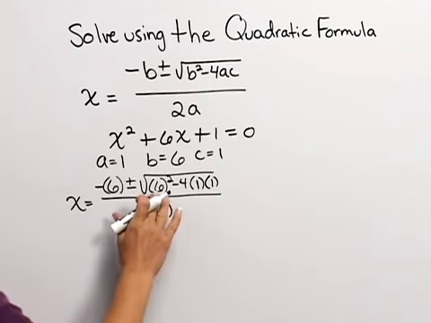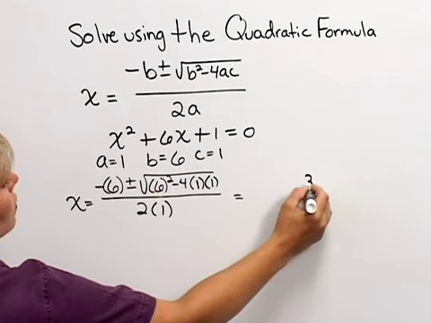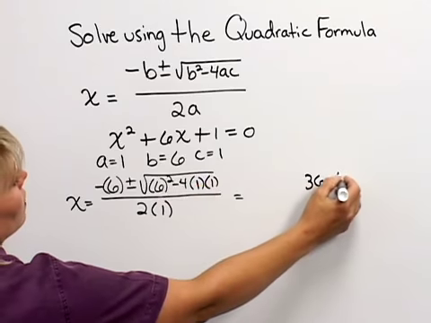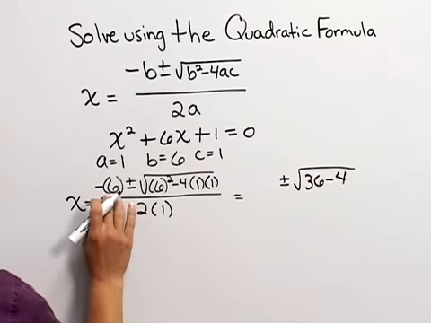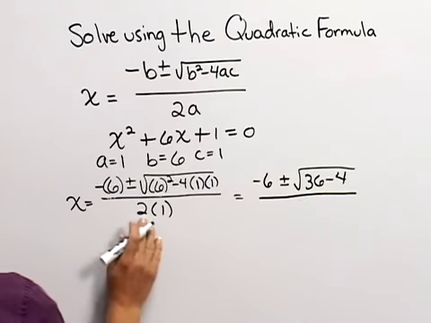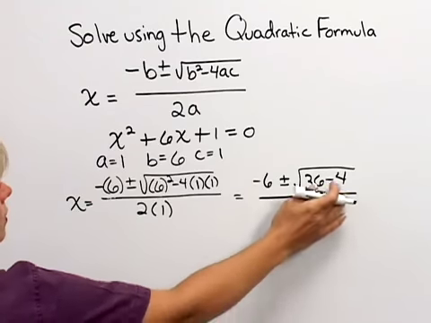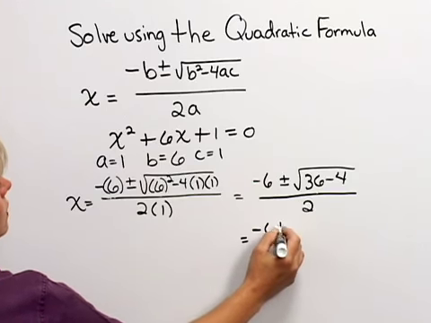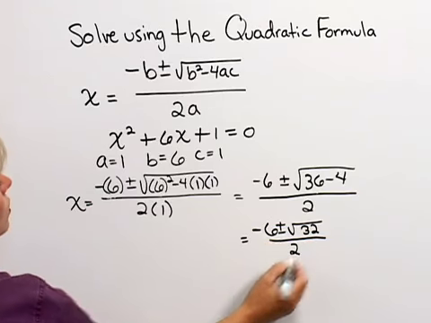We start our calculations in here, and 6 squared is going to give us a 36, and 4 times 1 will give us a 4. That's all under our square root. And then here we have the opposite of 6, which is negative 6, and on the denominator 2 times 1 is 2. We can now subtract 36 and 4, and that gives us 32. So negative 6 plus or minus square root of 32 all over 2.